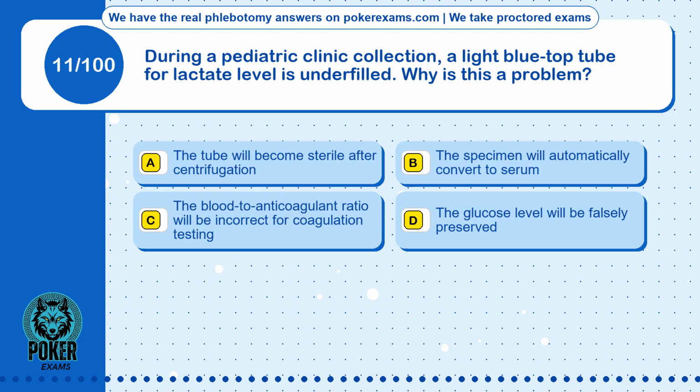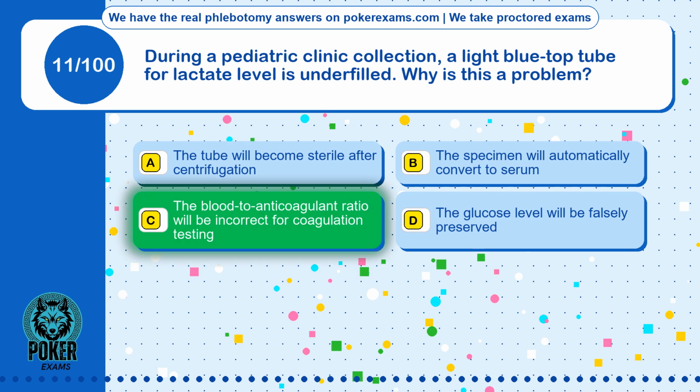Question 11. During a pediatric clinic collection, a light blue top tube for lactate level is underfilled. Why is this a problem? Option A. The tube will become sterile after centrifugation. Option B. The specimen will automatically convert to serum. Option C. The blood to anticoagulant ratio will be incorrect for coagulation testing. Option D. The glucose level will be falsely preserved.